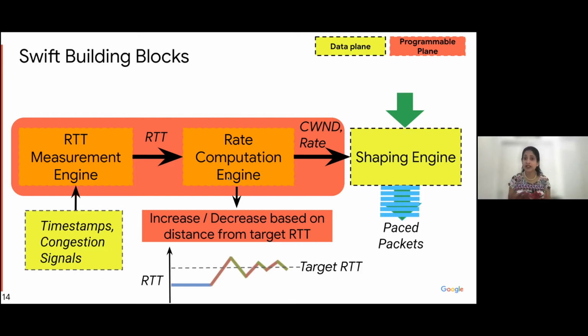Similarly, for the rate computation engine, how exactly should the congestion window be computed based on these timestamps? How should the fabric window be computed versus the endpoint congestion window? And how should the rate be computed? When should we switch over from congestion window to rate? These are the kind of decisions that we think can benefit from a programmable plane.